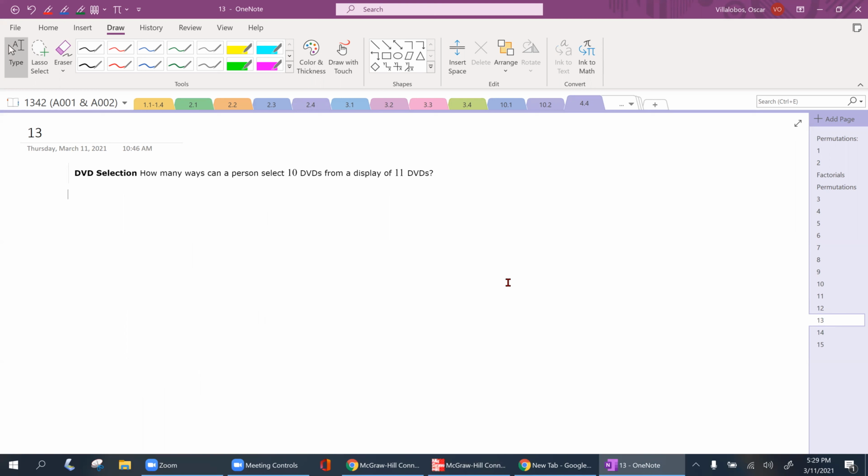This is going to be the last one we'll be doing, because I'm hoping that at this point we're really understanding how to tackle permutations and combinations. For example, how many ways can a person select 10 DVDs from a display of 11 DVDs? Movies are awesome. Again, your total amount is going to be 11, and you're selecting 10 from them. I'll let you guys plug this into your calculator, and I'll see you in part 4.5.